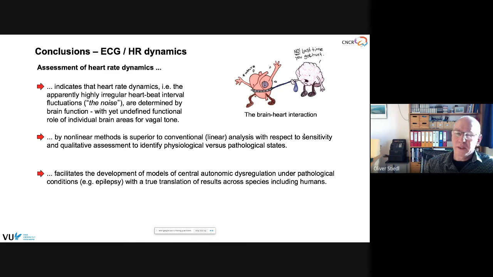And we think that this now allows us to look at central autonomic dysregulation under pathological conditions such as epilepsy, with a true translation between species, including humans.